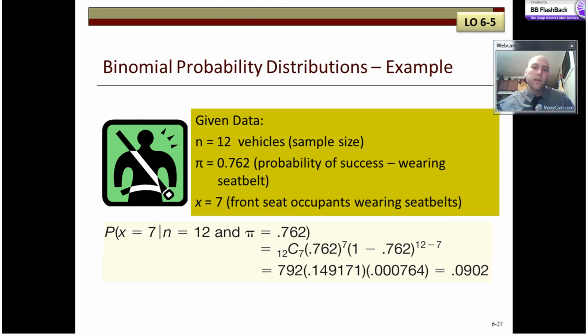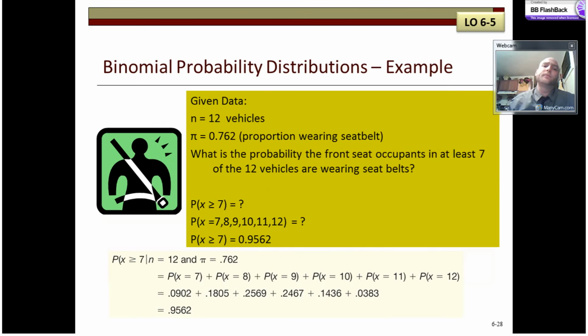We see that the first probability is pi to the x, 0.762 to the 7, times the probability of the complement raised to whatever's left over. In other words, the complement of 0.762 raised to the 5th, or 12 minus 7. Hey, the exact probability to answer this question is 0.0902. In other words, there's about a 9% chance that given a sample of 12 fixed trials and a success rate of 0.762, exactly 7 people are wearing seatbelts. Very specific answer. Though I might be more concerned about this question.